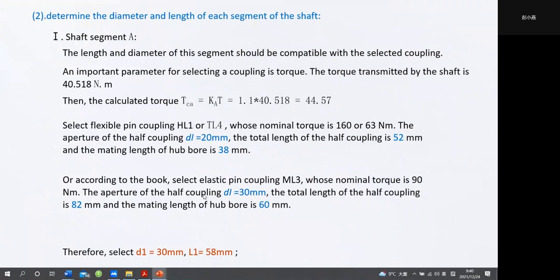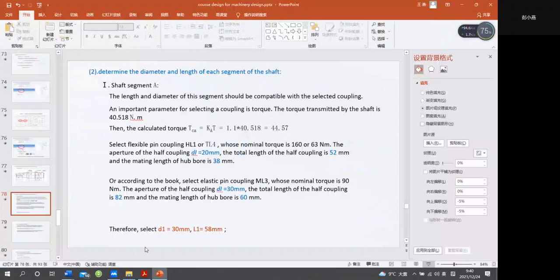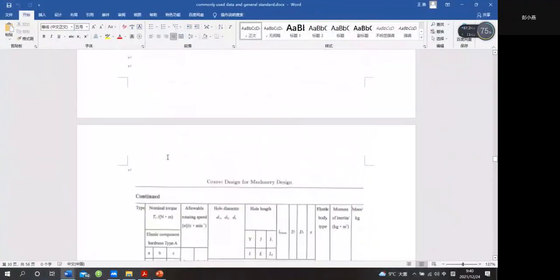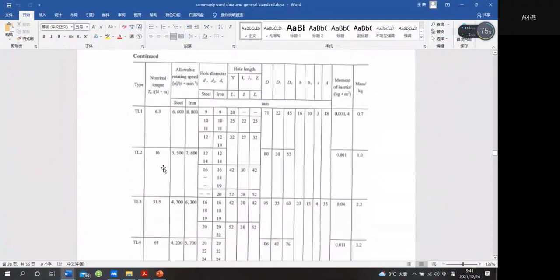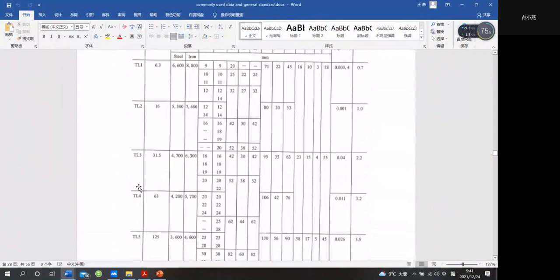If we choose HL1 or TL4 type, D1 should be 20 millimeter, okay? And L1 should be at least smaller than this. You can choose 36, okay? For the TL4 type, you can choose D as 20 or 22 or 24. Okay? Do you understand? Yes.